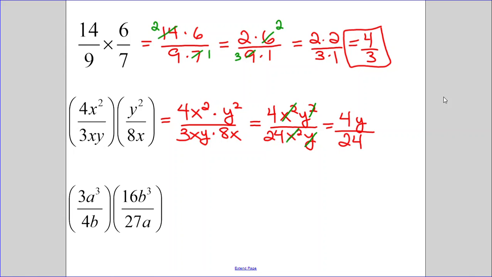So now I take a look at my numbers, 4 over 24. They both go into 4 evenly. So 4 divided by 4 is 1, and 24 divided by 4 is 6. So really, at the end, this just gives me y over 6 as a final value.